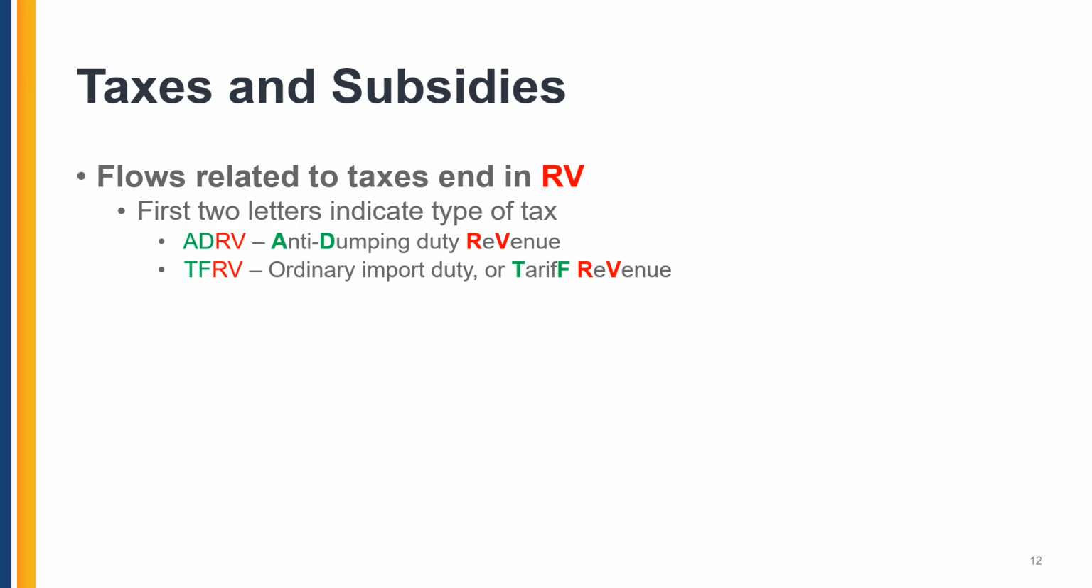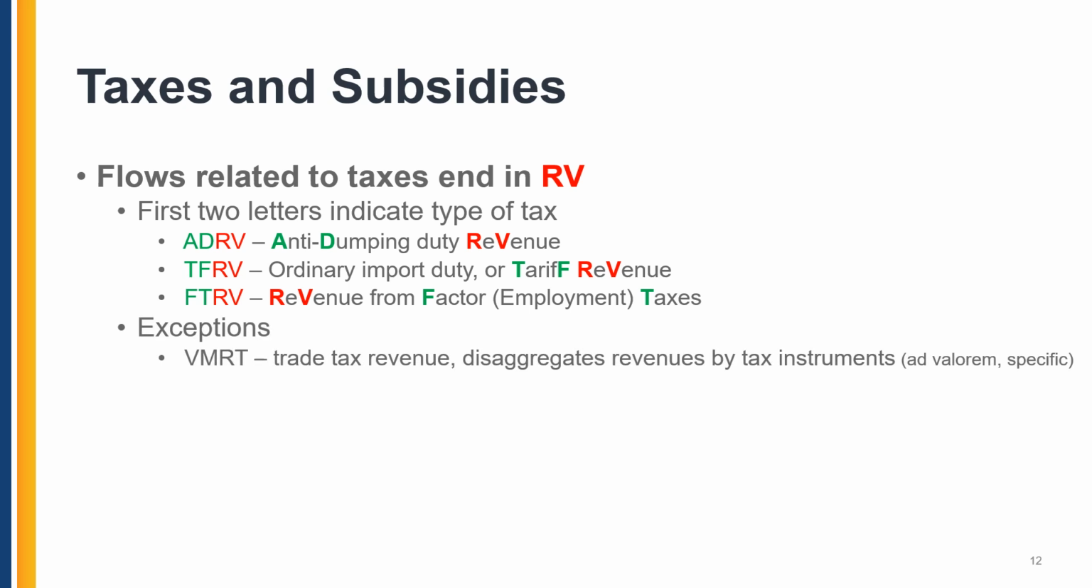TFRV is another example, which is revenue from ordinary import duty, otherwise simply called tariffs. Hence, we have a TF, which stands for tariff. Similarly, FTRV is revenue from factor taxes, but be aware that there are two exceptions to this convention. VMRT is also trade tax revenue, but instead of differentiating between types of taxes, it differentiates between types of tax instruments. PTAX is another exception, which is taxes on output or simply producer taxes.